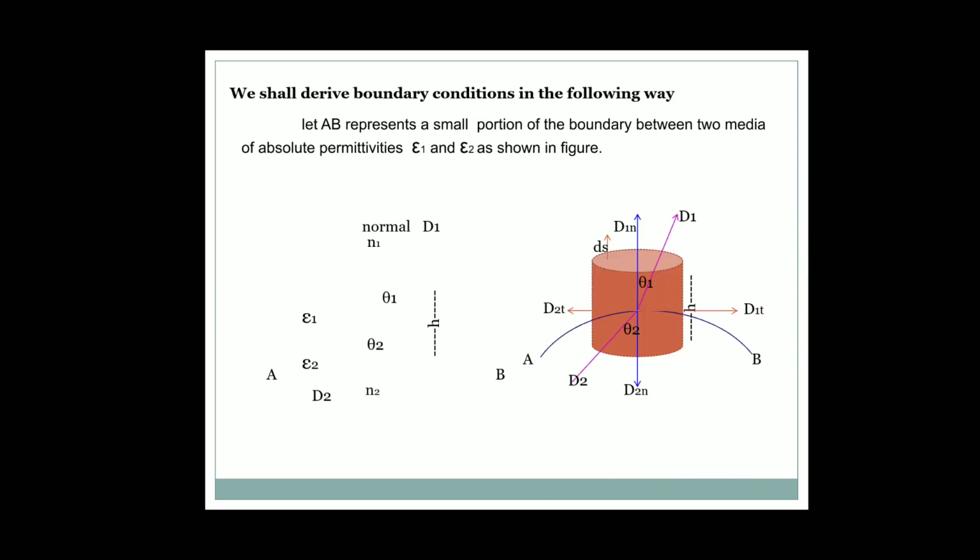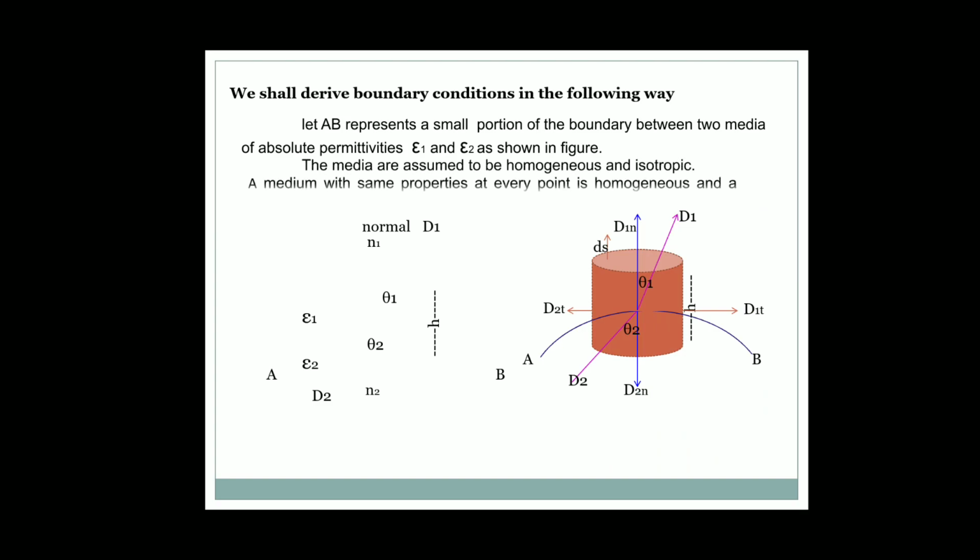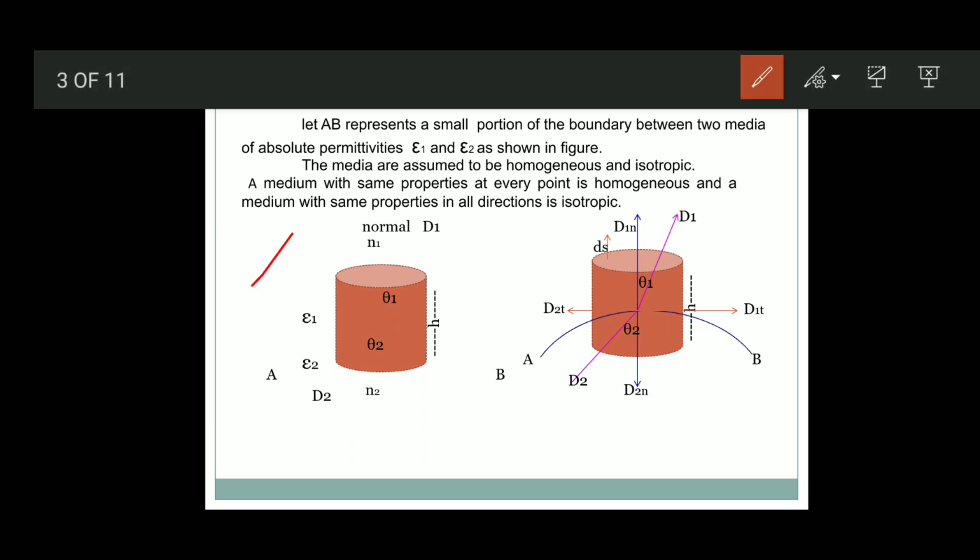How can we prove these two boundary conditions? See in this diagram, AB is the boundary line which divides the two dielectrics having permittivities epsilon 1 and epsilon 2. Those are the two permittivities. These media are assumed to be homogeneous and isotropic.